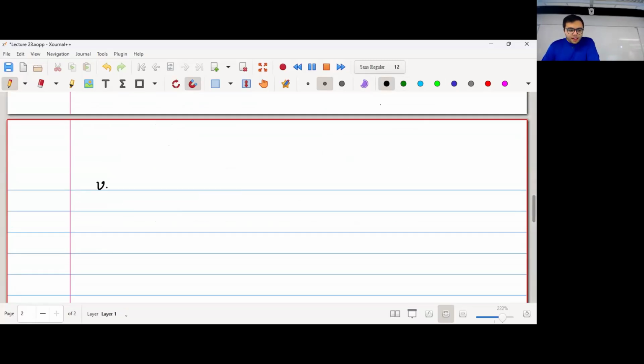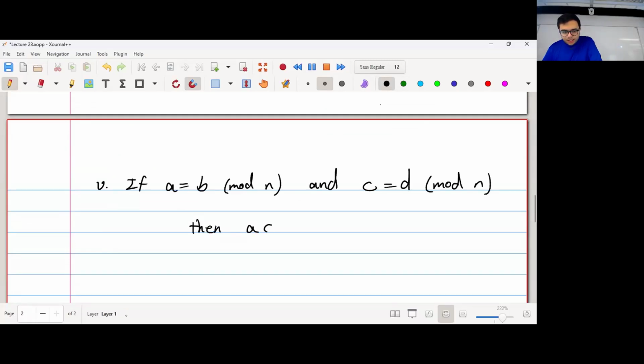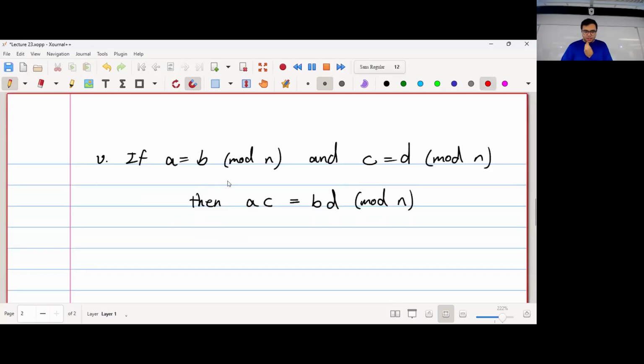Suppose that a is equivalent to b modulo n and c is equivalent to d modulo n. Then ac is equivalent to bd modulo n. So I can do multiplication, basically. That's all this is saying. Why does this hold? Again, you just write the definitions.